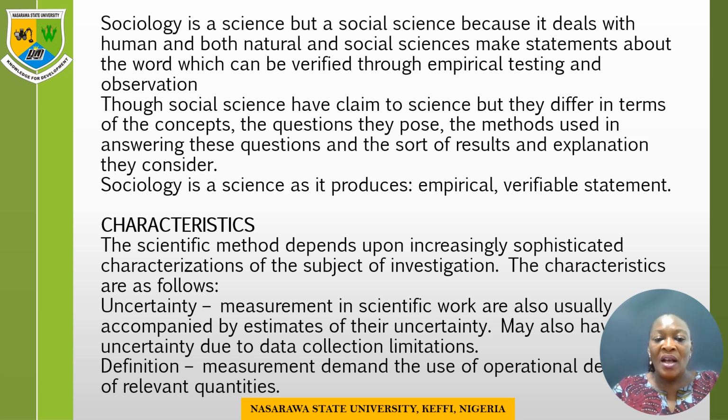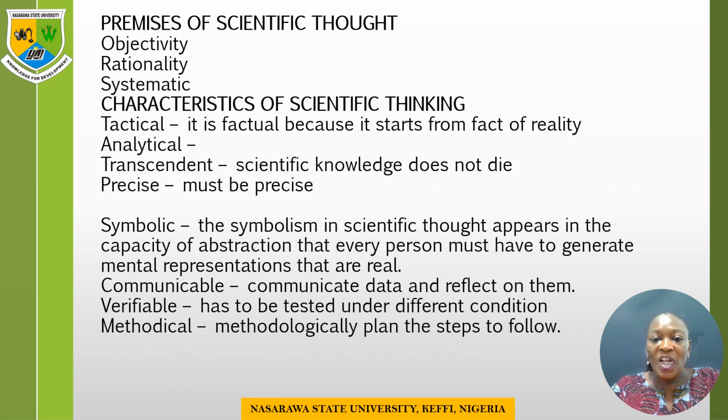The characteristics are as follows. One, it must be measurable. In everything you do in scientific work, it must be measurable, as also accompanied by an estimate of the uncertainty. There might be uncertainty at the end of the day, but then it has to be measurable. And of course, in everything you do again, you have to define your area. Measurement demands the use of operational definition. Now, all those things are important.